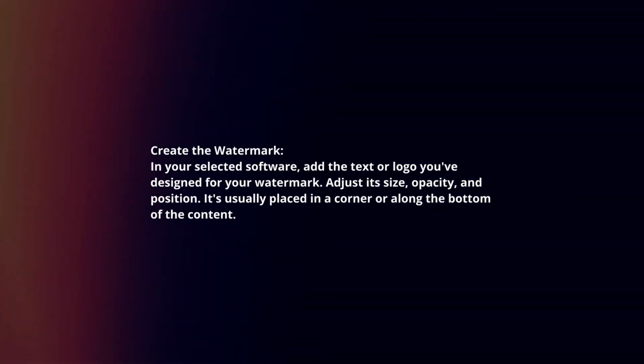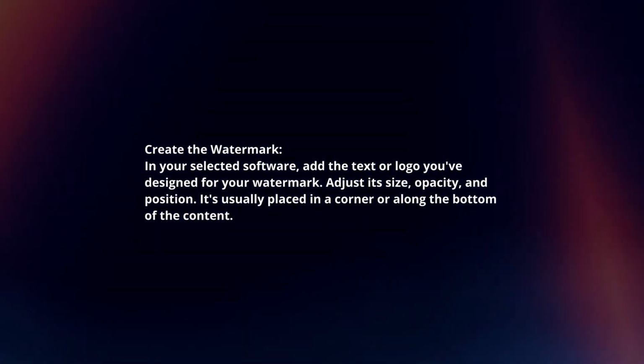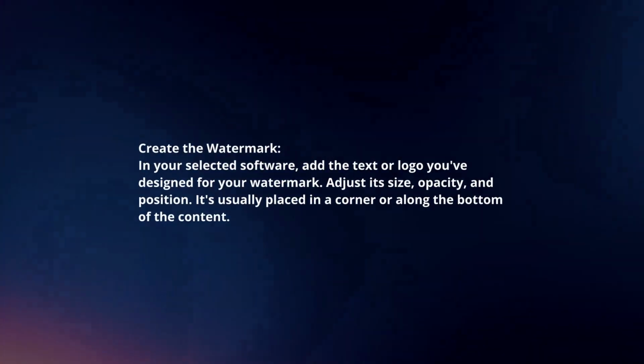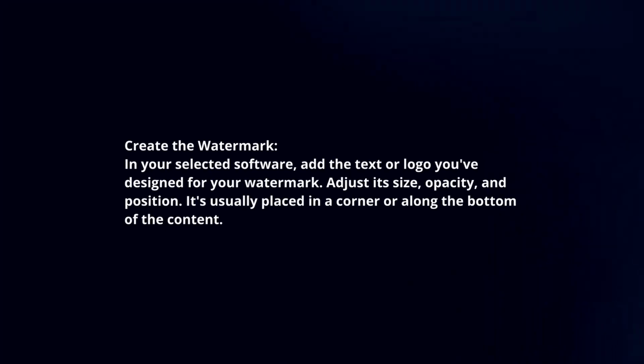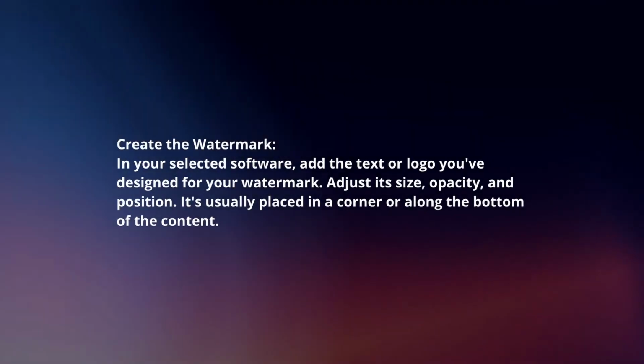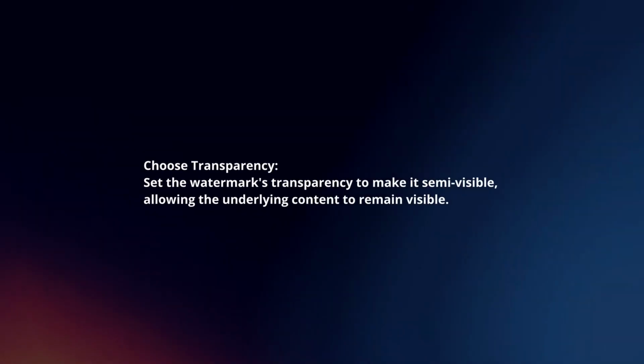Create the watermark. In your selected software, add the text or logo you've designed for your watermark. Adjust its size, opacity, and position. It's usually placed in a corner or along the bottom of the content. Choose transparency. Set the watermark's transparency to make it semi-visible, allowing the underlying content to remain visible.